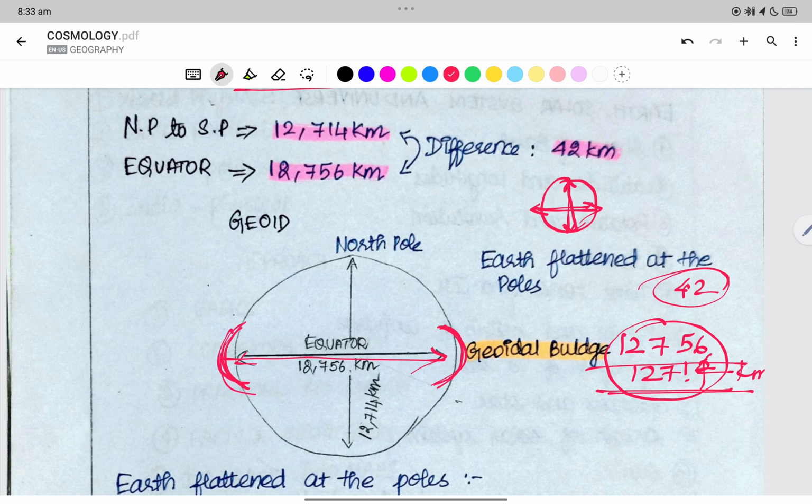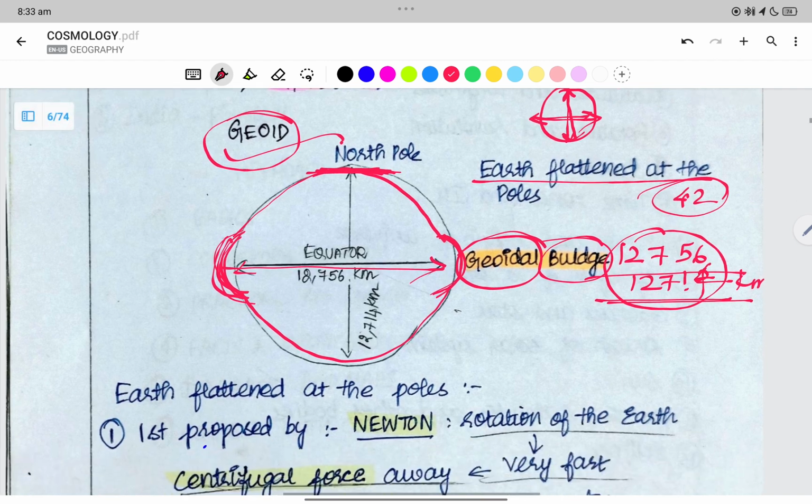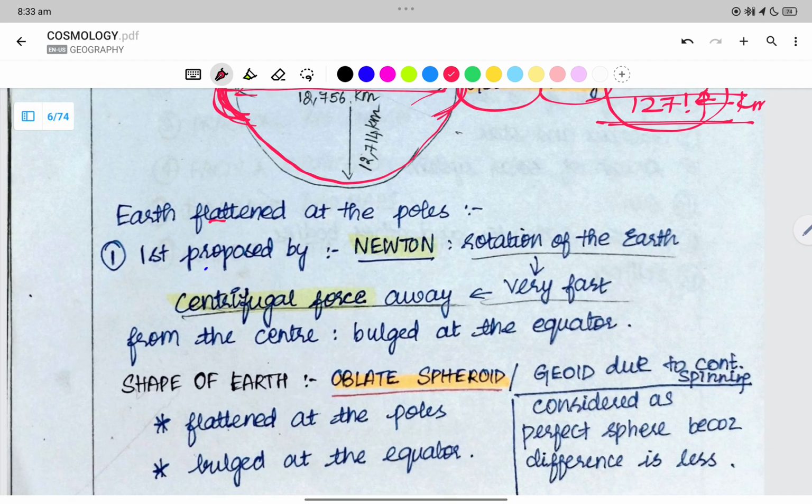There is a bulge in the equator, therefore the shape of the earth where we have a bulge is what we call the geoid. Geoid is the shape which is used to refer to the bulge of the equator and the shape of the earth. Earth is flattened at the poles, so we can say the poles are flattened or the equator is bulged, so we call it a geoidal bulge. Now earth is flat at the poles. This concept was first proposed by Newton.